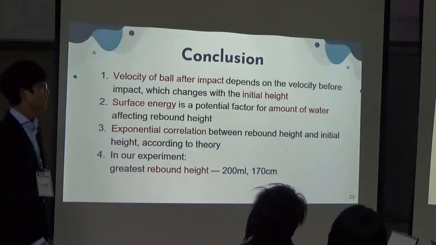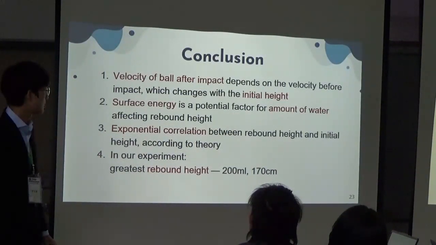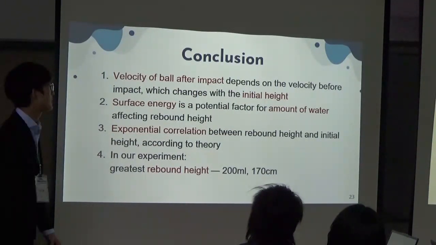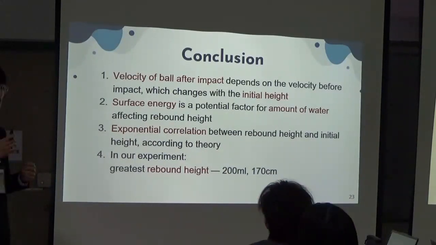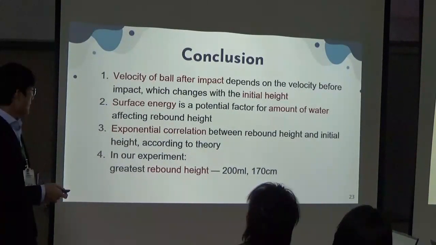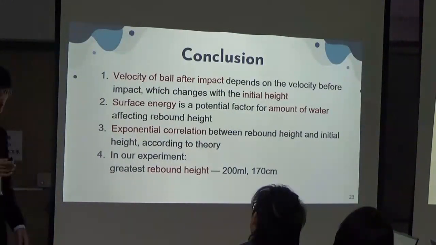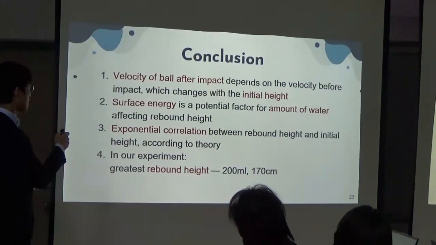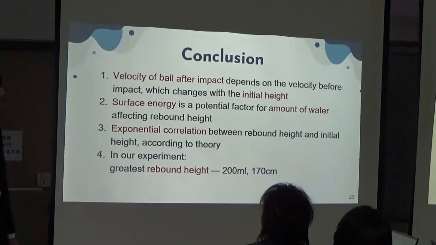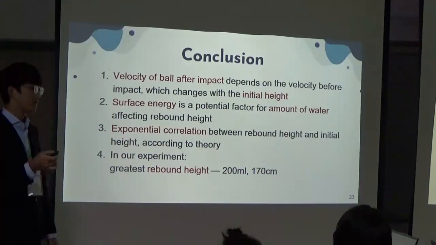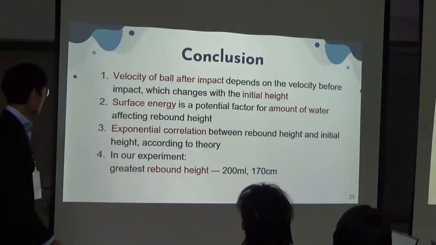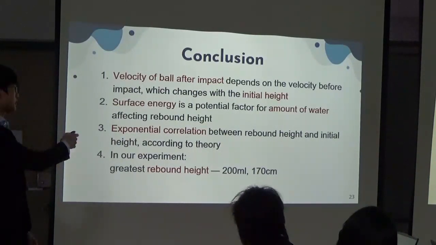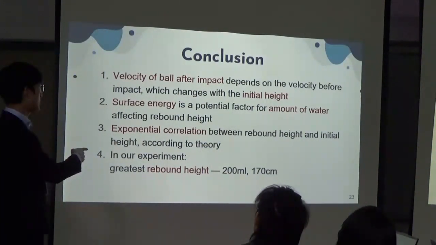And this is a conclusion of the overall experiment and theory. First, according to our theory, the velocity of the ball after impact depends on the velocity before impact, which changes with different initial heights. Second, the surface energy is a potential factor that might affect the rebound height. The change of surface energy is due to the change in the amount of water, because changing the amount of water means changing the mass of breaking water. Third, there is an exponential correlation between rebound height and initial height. According to the theory and our experiment data, it also fits this trend.